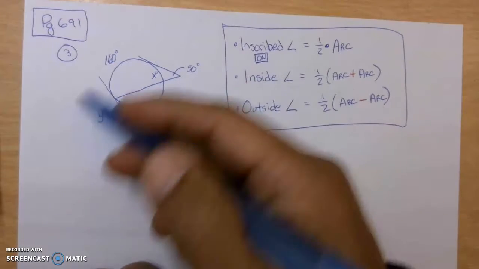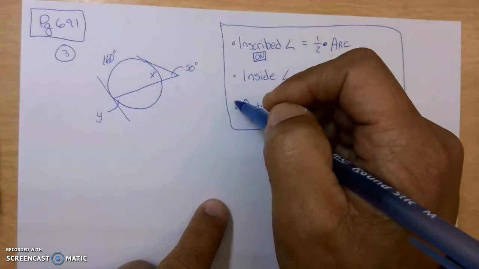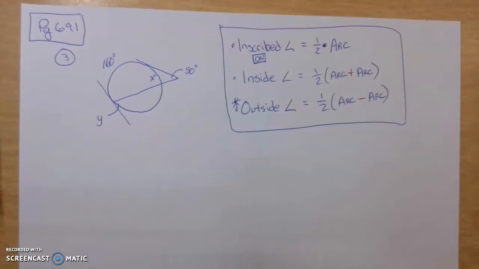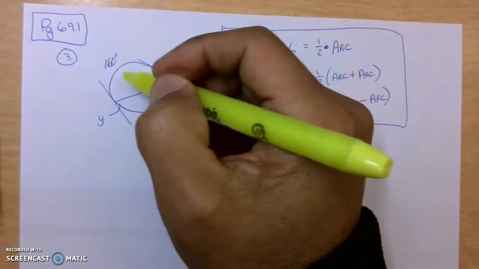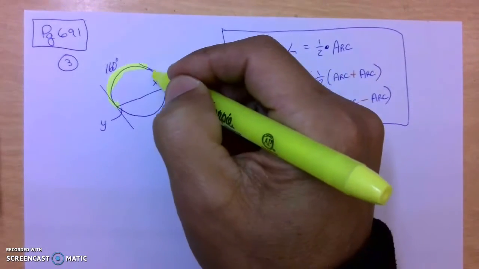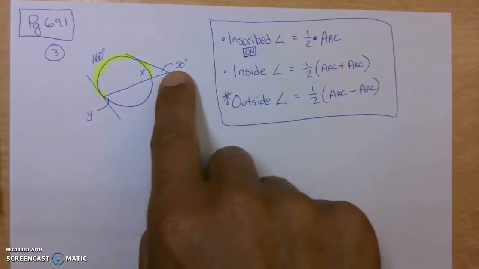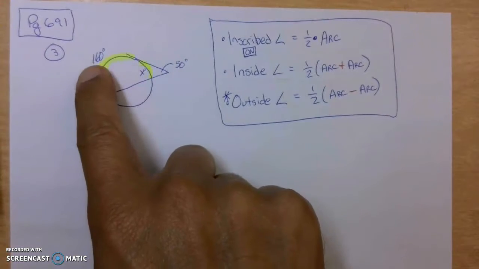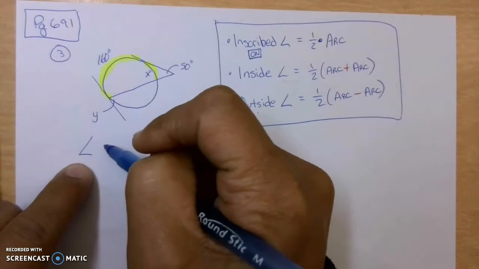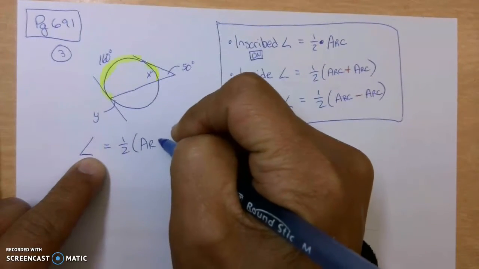All right, let's take a look at this picture here, number 3. We have an outside angle, so we're going to use this formula right here. You can see angle 50 here. If I extend the lines, you will see that it hits this 160 arc, and it also hits this X. Sometimes we try to figure out the outside angle. In this case, they give us that, and we're basically going to figure out the unknown arc. So the angle outside is 1/2, and because it's outside, it's going to be arc minus arc.